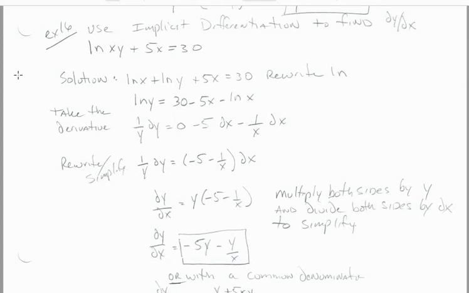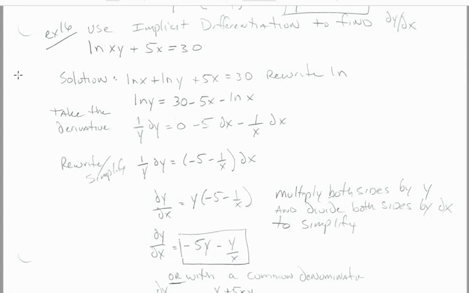We're going to rewrite the natural log of xy using that multiplication rule. It turns it into addition, so we're going to have natural log of x plus natural log of y plus 5x equals 30. Now let's collect all the x terms on one side and all the y terms on the other. So we're going to end up with natural log of y equals 30 minus 5x minus natural log of x. When we do that, we can take the derivative of each side.